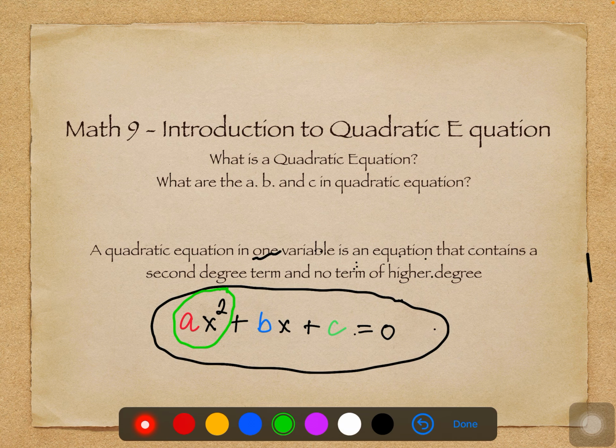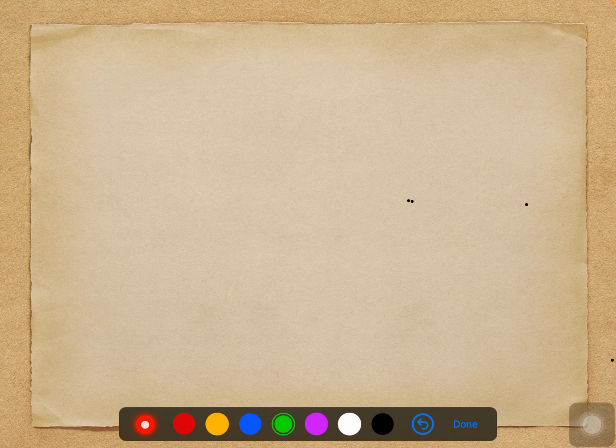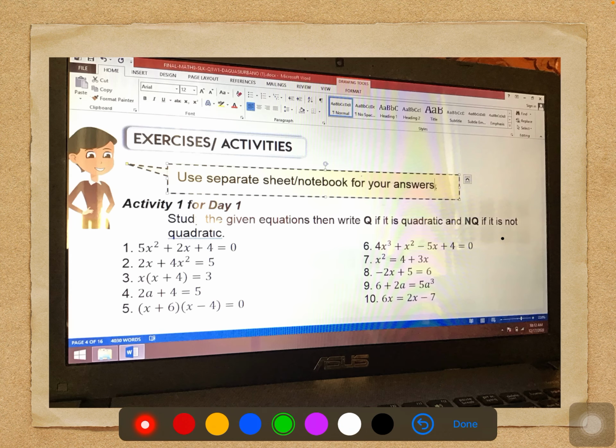The succeeding terms, the next one is what we call the linear term. Why linear term? It's because the exponent of the variable x is 1. And then the third term is what we call the constant term. From this definition, we can now come up with basic knowledge on how to identify a quadratic from a not quadratic equation.